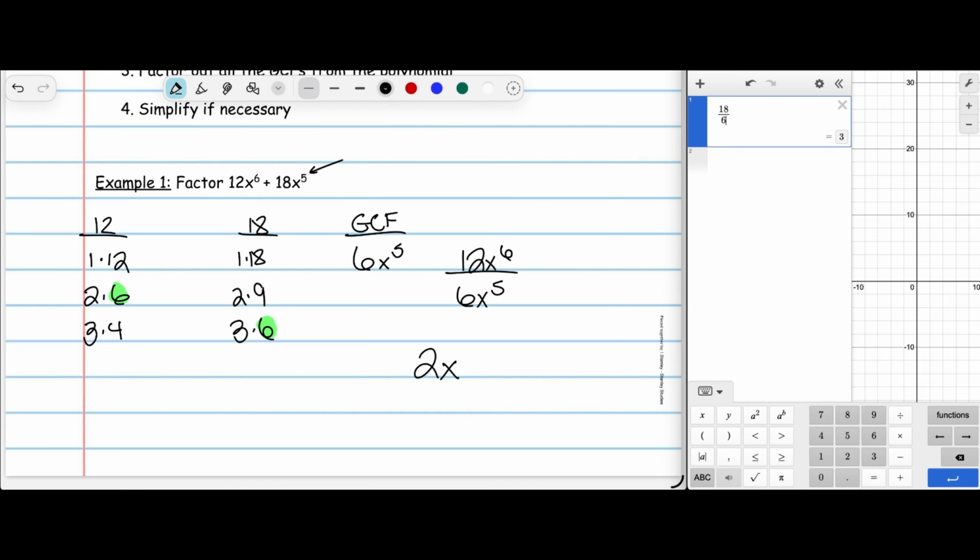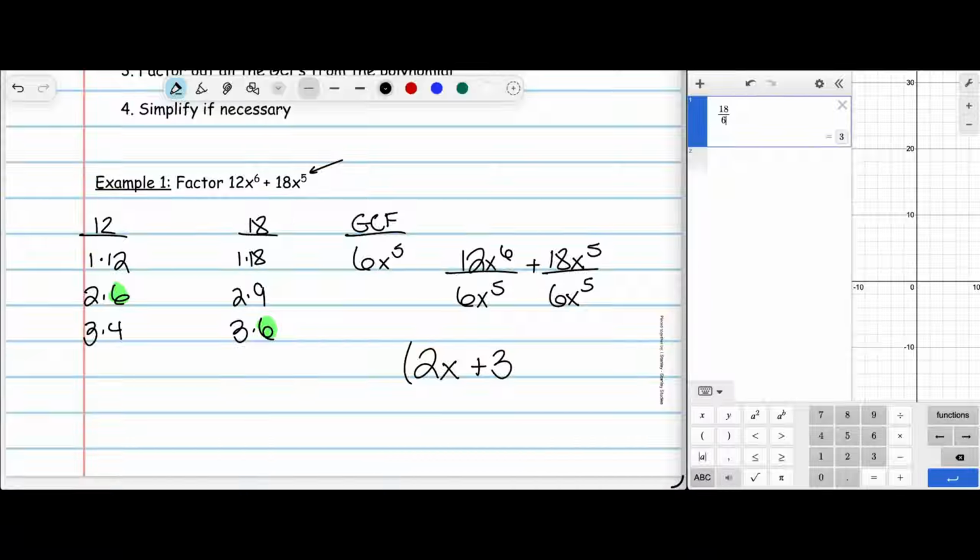All right, and then we can do the 18. We're going to divide that by 6x to the 5th. 18 divided by 6 is 3. We're going to keep the plus sign, just 3. And 5 take away 5 means all the x's go away. That means that's that part.